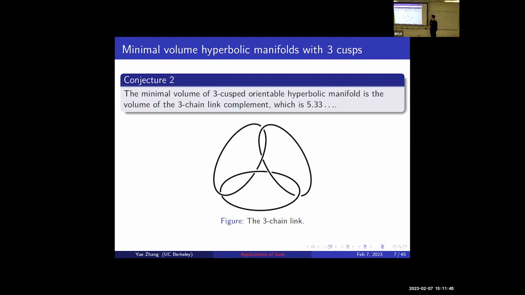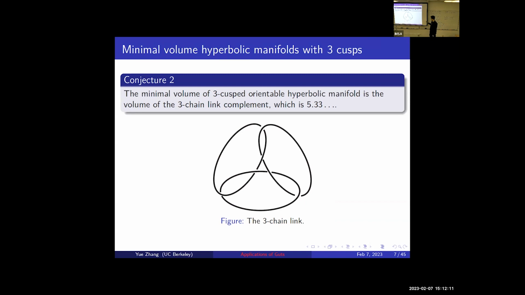And now you may ask, what about n equals 3, right? What is the minimum volume with 3 cusps? And there is a conjecture that the minimum volume of a 3-cusped orientable hyperbolic manifold is the volume of the 3-chain link complement, which is 5.333. Is part of the conjecture that that's the only minimizer? I think so, yeah. Up to isotopy.